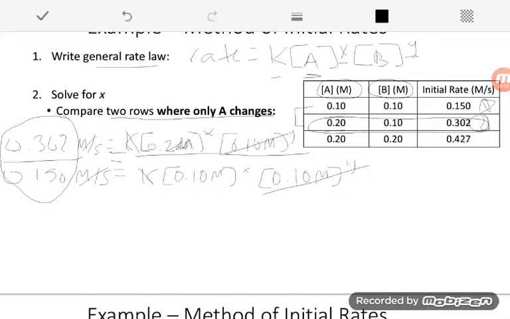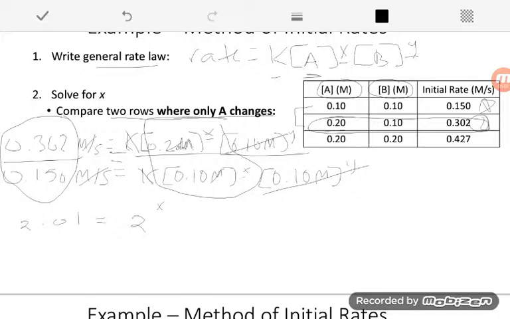0.302 divided by 0.150 gives me 2.01. On the right side, I have this part left. That's the only thing that doesn't cancel, other than the units, which did cancel. 0.2 divided by 0.1. Now notice they are both raised to an exponent, x. But since they're raised to the same exponent, I can do the division inside and then just raise that answer to the x. So 0.2 divided by 0.1 gives me 2. And that whole thing is raised to the power of x.